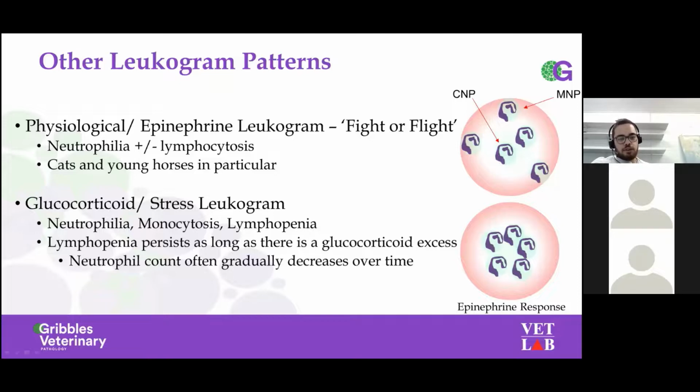With a glucocorticoid stress leukogram, the lymphopenia is the most consistent finding and will persist for as long as there is a glucocorticoid excess. The neutrophil count will often gradually decrease over time. So really, when we look to see a glucocorticoid stress leukogram, we really want to see a lymphopenia.